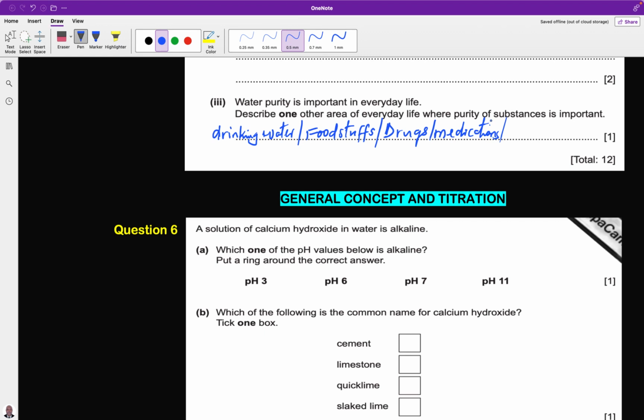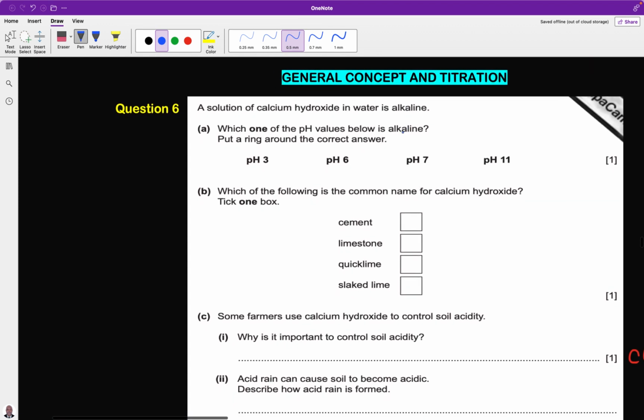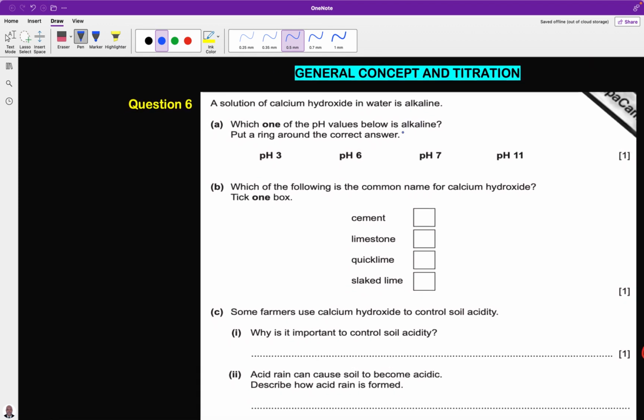And again, we need pure air. Our air must not be polluted. Purification is needed for drinking water, for foodstuff, for drugs, for medications, and even for the air we breathe every day. So you can choose any of them. So let's get back again to the general concept, a test on general concept and titration.